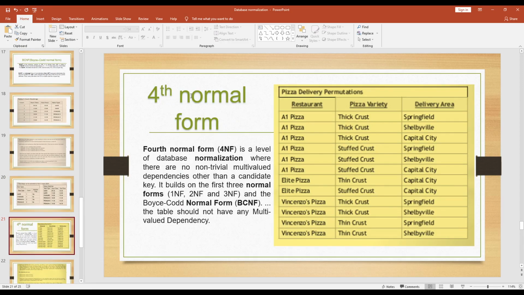Fourth normal form. Fourth normal form is a level of database normalization where there are no non-trivial multi-valued dependencies other than a candidate key. It builds on the first three normal forms: first normal form, second normal form, third normal form, and the Boyce-Codd normal form, BCNF. The table should not have any multi-valued dependency.